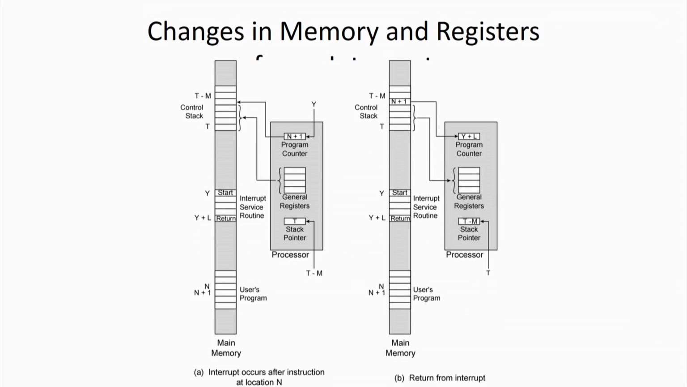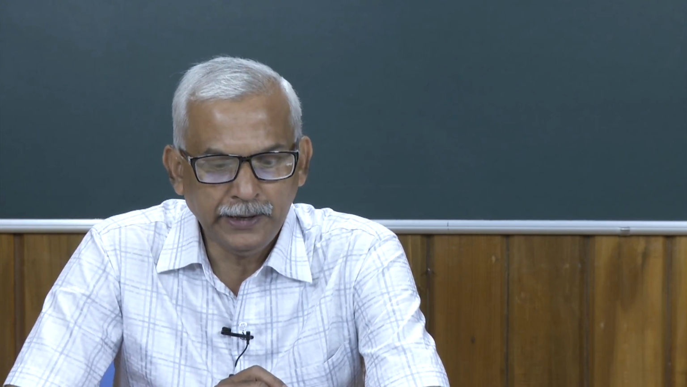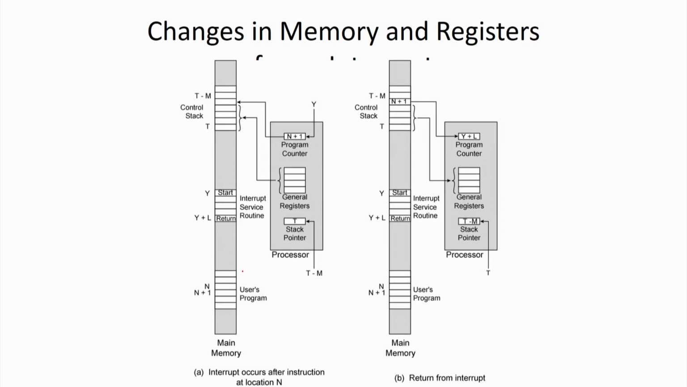So, this is a simple example of what happens when we perform the interrupt service routine. This is my user program. Currently, the value of the program counter is n plus 1. So, what does it mean? That means we are executing the instruction that is available in memory location n.